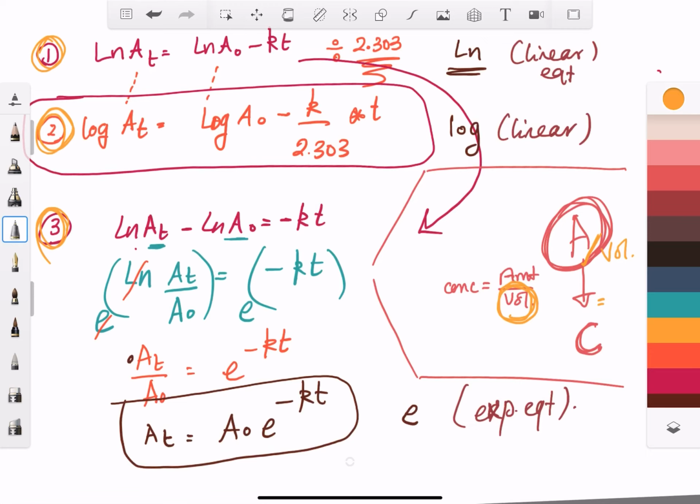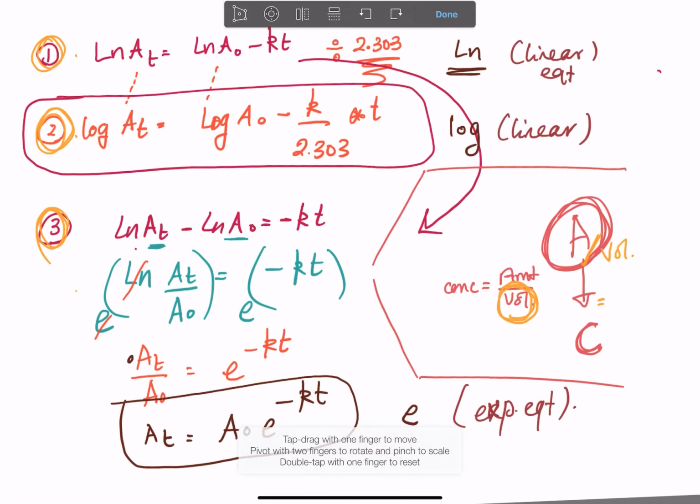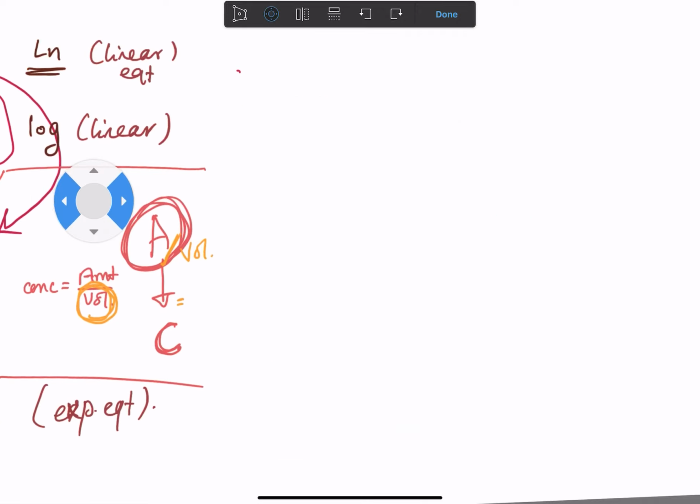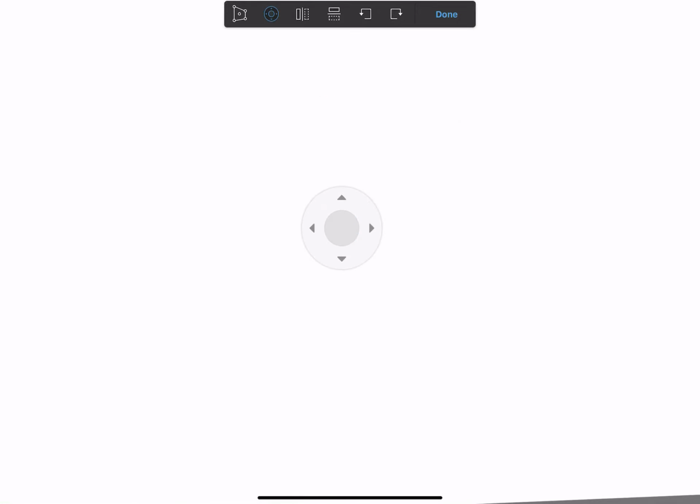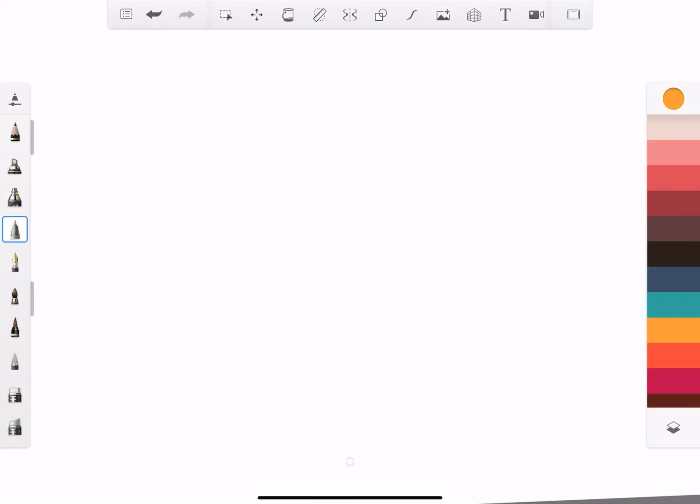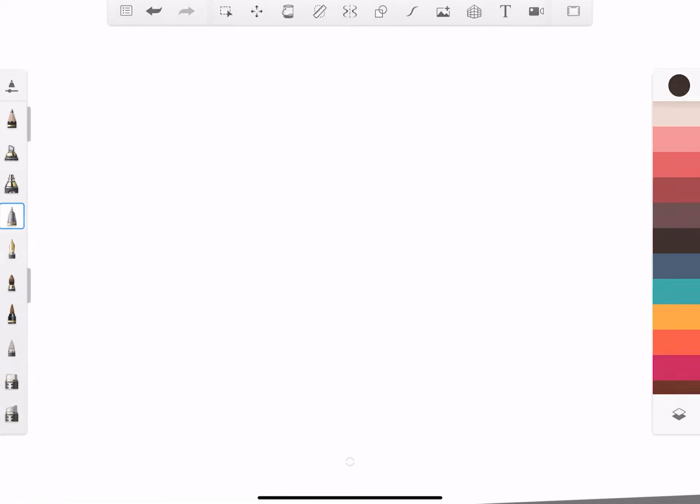can we draw those kinds of equations? We will start with each one of them, and just be focused and concentrate with me because this is very important for you in this course. Okay, so let's start with the first one, which is ln A at a certain time equals ln A naught minus k multiplied by the time. We mentioned that this is a linear equation. Okay, again, it's the same as y equals ax plus b, right?